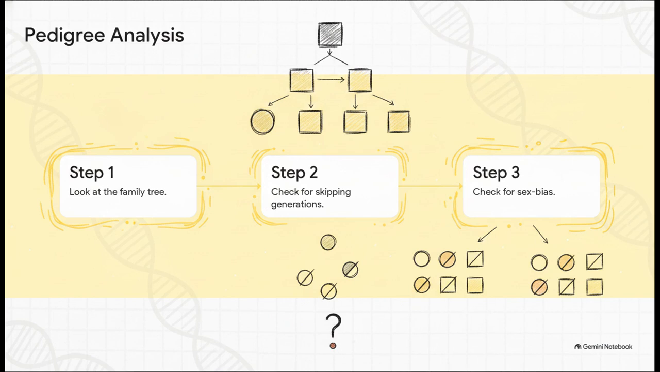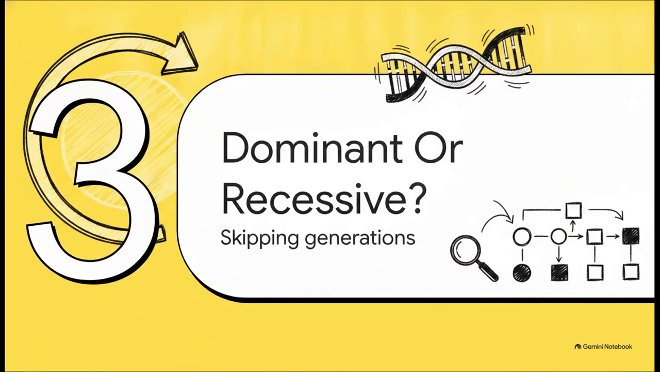For the rest of this explainer, we're going to focus entirely on mastering steps 2 and 3. These two steps are absolutely crucial. They are your primary investigative tools to decode literally any pedigree. Which brings us to section 3, dominant or recessive traits. This corresponds directly to step 2 of our procedure.